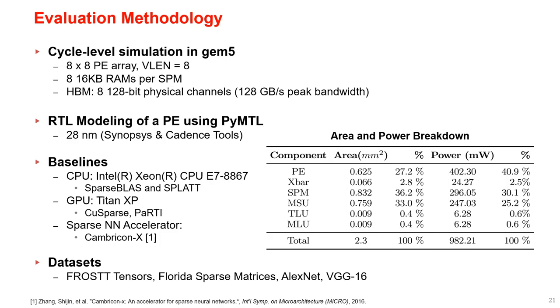To evaluate the Tensaurus architecture, we implemented a cycle accurate model in Gem5. We also implemented the RTL of a PE to get area and performance estimates. We used the state-of-the-art libraries SparseBlast, Splatt for CPU, TACO and ParTI for GPU, and a sparse neural network accelerator Cambricon-X as our baselines. We also used multiple datasets from different domains.